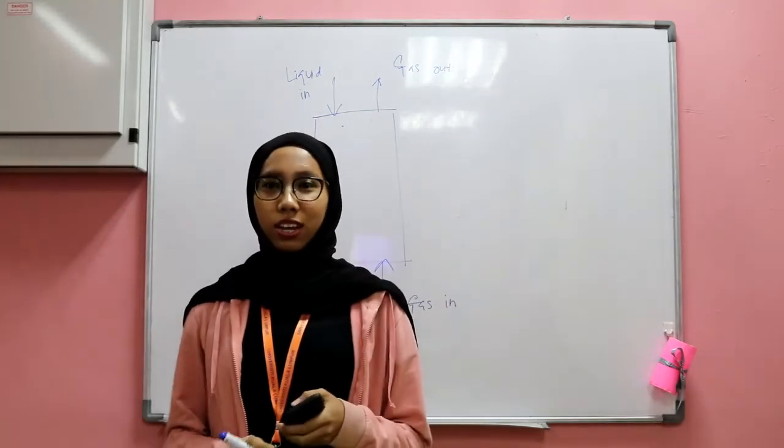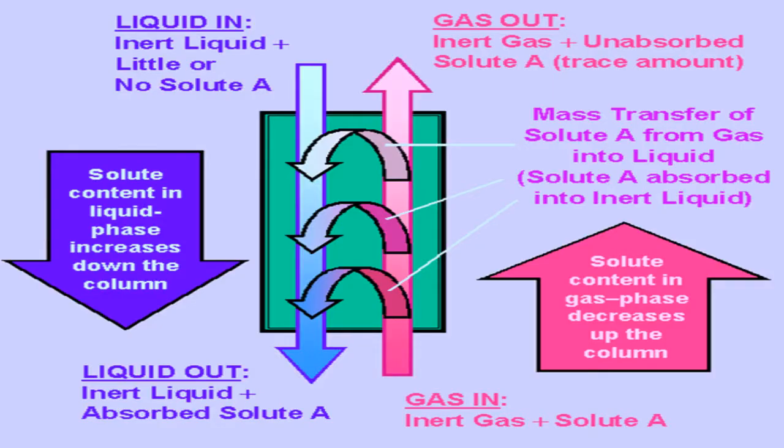For the liquid inlet, it consists of inlet liquid and little or no solute A. The liquid outlet consists of inlet liquid and absorbed solute A. Note that the solute content in the liquid phase increases down the column. For this side, the gas inlet consists of inlet gas and solute A, while the gas outlet consists of inlet gas and unabsorbed solute A. So the solute content in the gas phase decreases up the column.